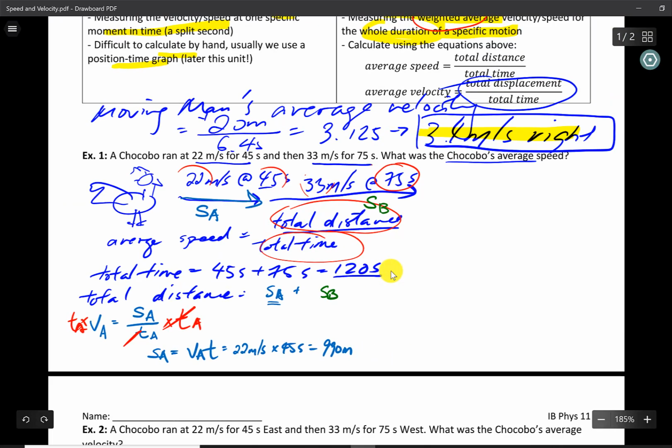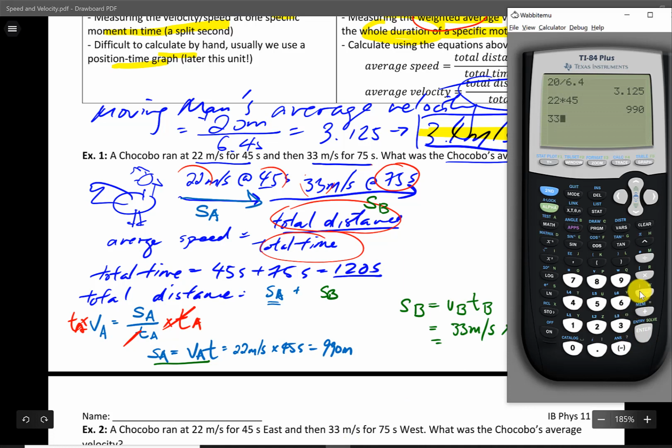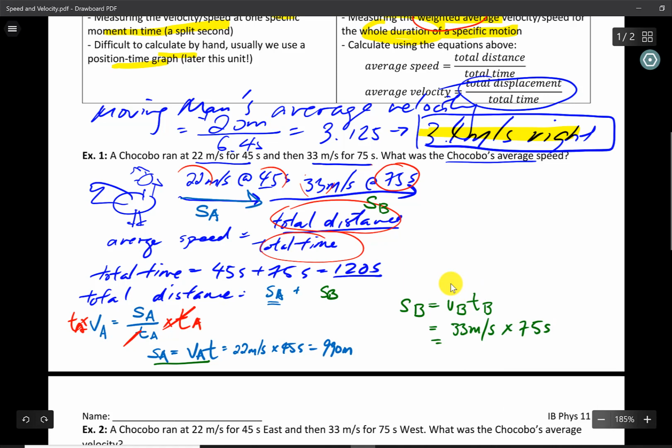We can do the same thing for SB over here, using the same equation we got for SA. The distance traveled in segment B is the speed we have times the time, which is 33 meters per second times 75 seconds, and taking that gives us 2475 meters as a total.